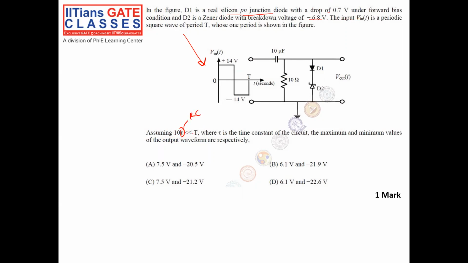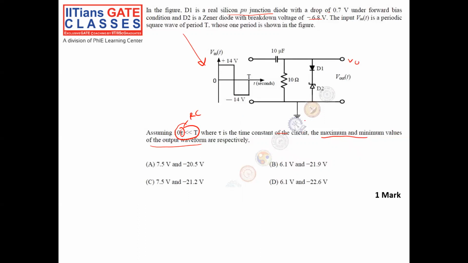Assuming 10 tau is very much less than the time period, what is the meaning of this? If we apply input voltage, since my time constant for charging and discharging is very small compared to the time period, it will charge or discharge instantaneously. The meaning is the capacitor will charge quickly and discharge also quickly. This is the meaning of this assumption. Tau is the time constant of the circuit. Find the maximum and minimum value of the output waveform in this circuit.